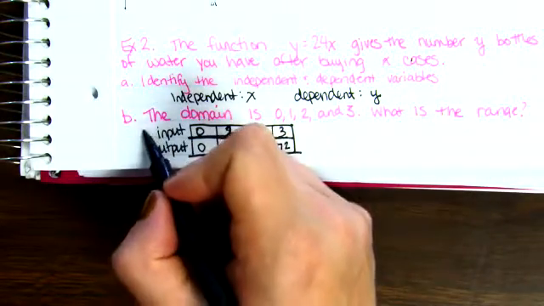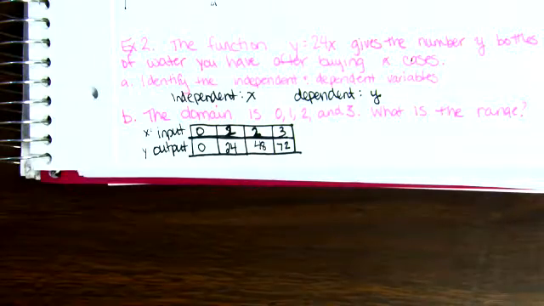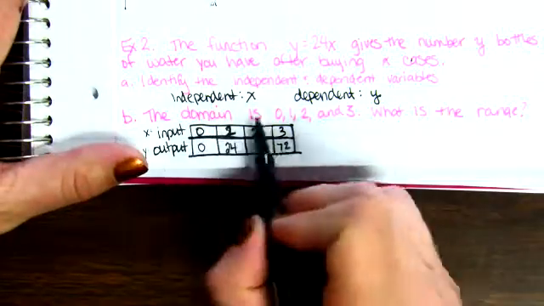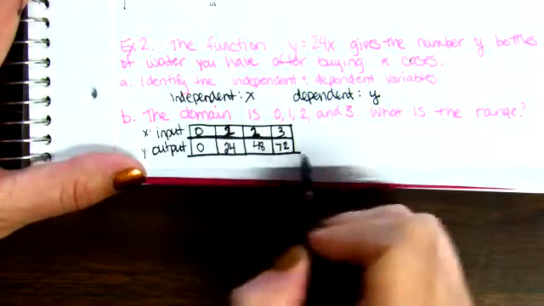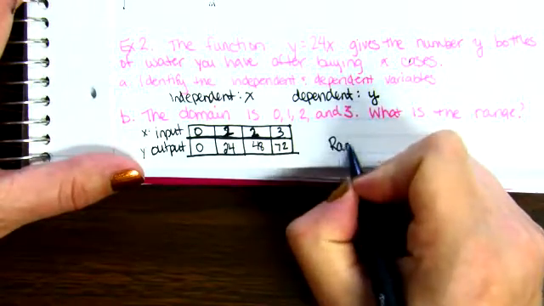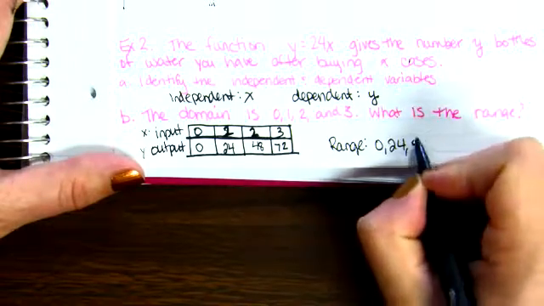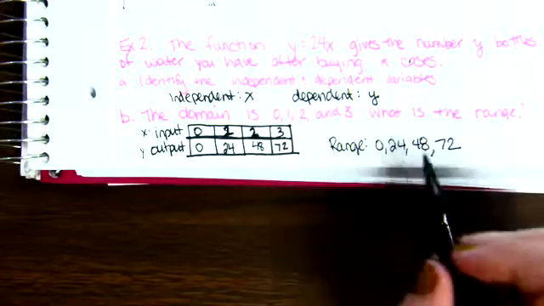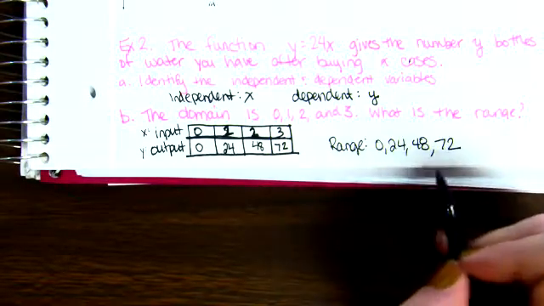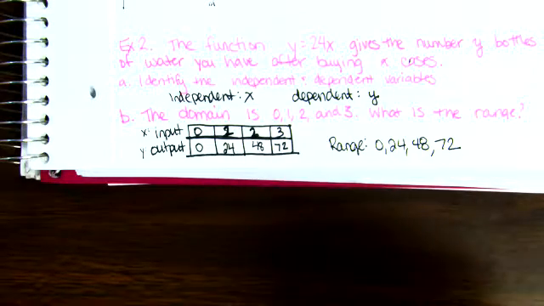So remember, the input is usually associated with x, the output is associated with my y, which means my domain, as they stated, is 0, 1, 2, and 3. My range is just going to be the outputs. So my range is 0, 24, 48, and 72. Those are the only possible outputs I can have if my inputs are 0, 1, 2, or 3.